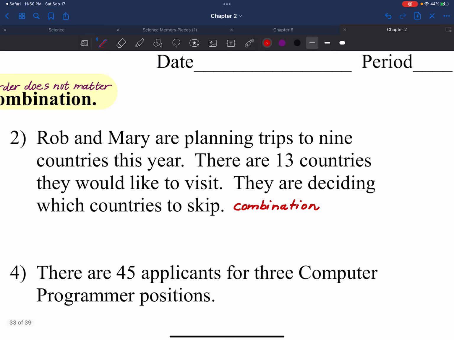So the formula for this one will look a little different. We need to come up here and write that out. So we have the variable C, the variable P, the variable N, and the variable K. Is it K in this one? Yes. All right.